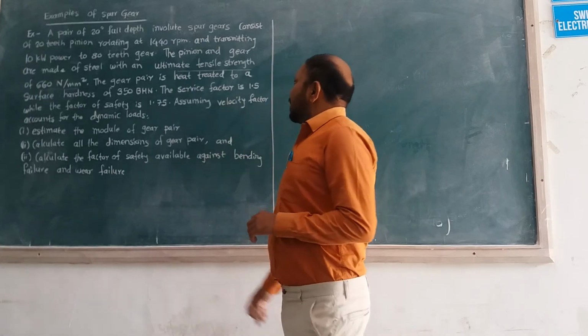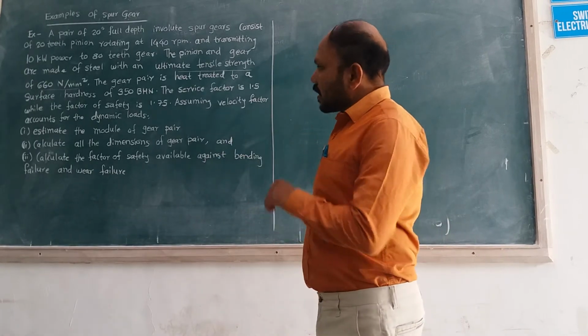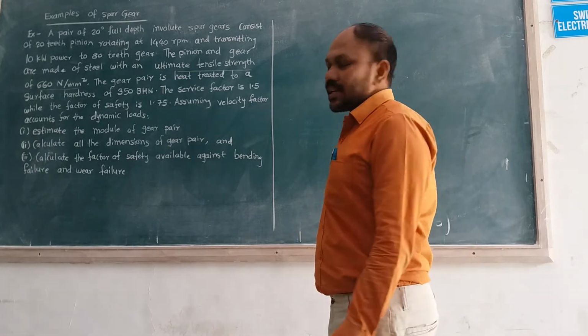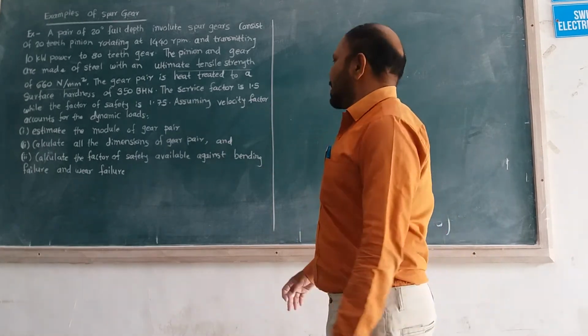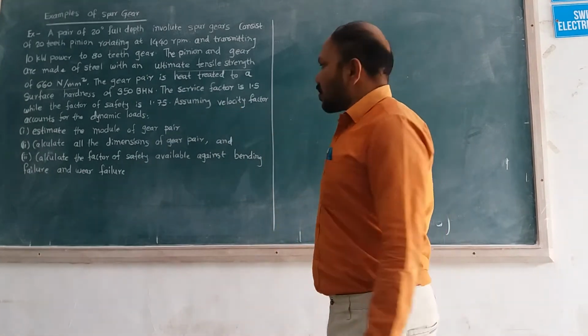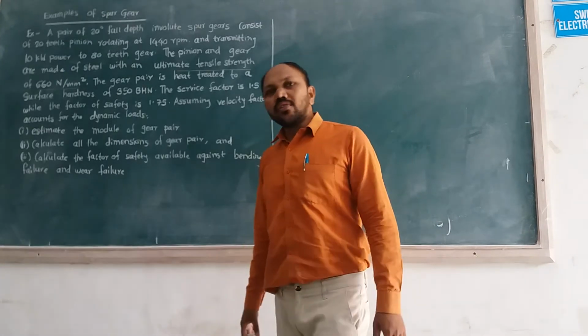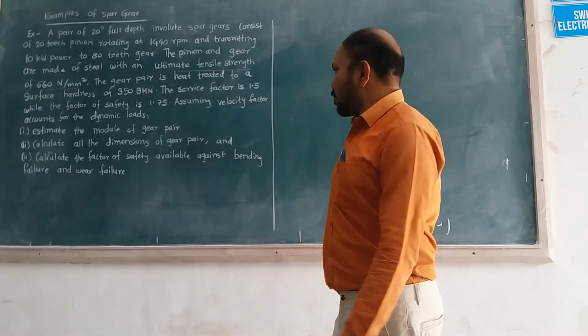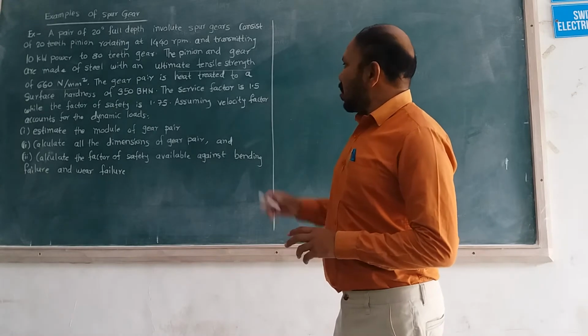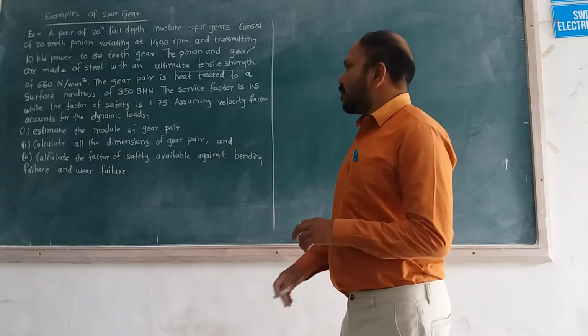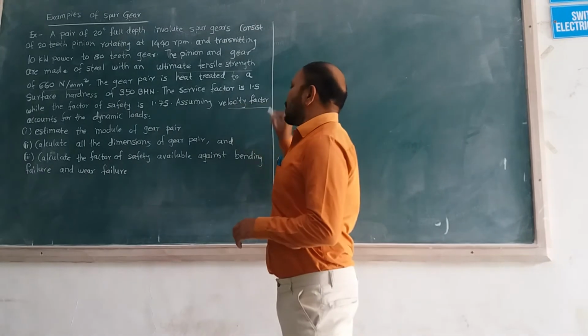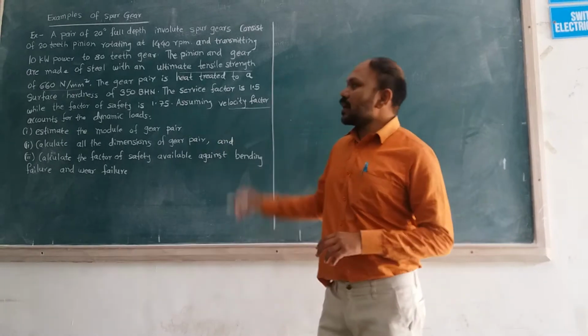The service factor is 1.5. Here the service factor is given, that is Ka, and 1.5 is the value. The factor of safety is 1.75; the factor of safety value is also given. Assuming the velocity factor accounts for the dynamic load, here they noted to use the velocity factor for dynamic load.